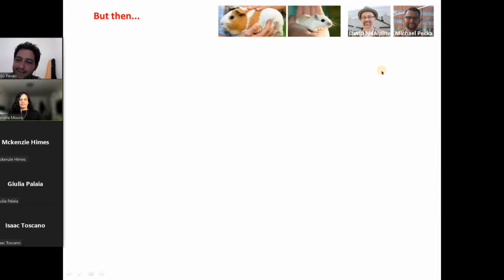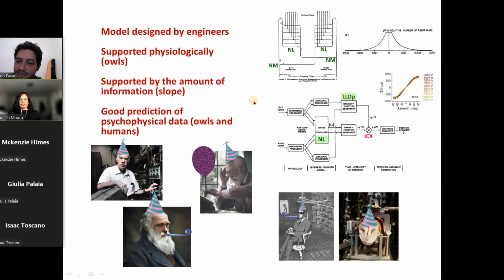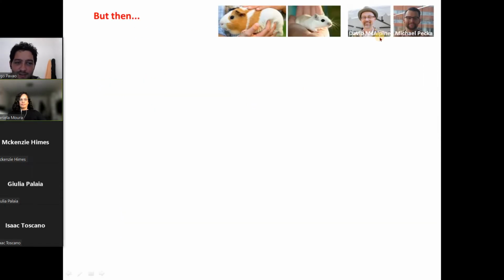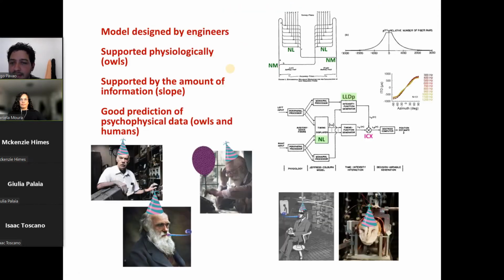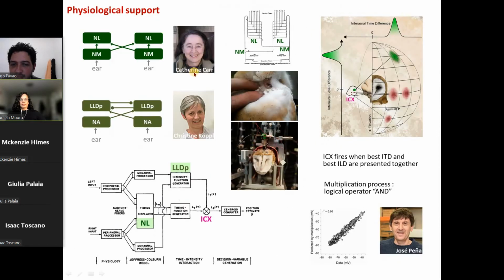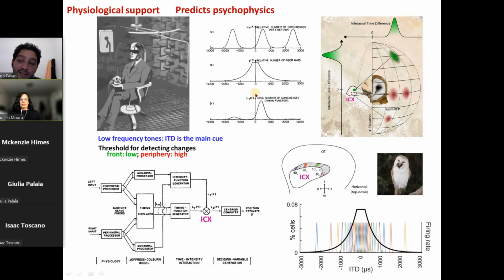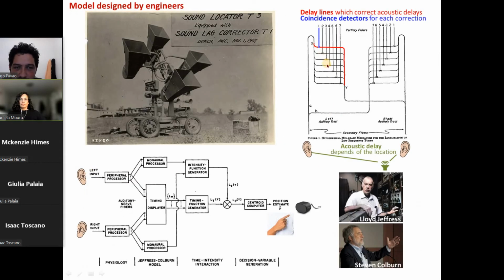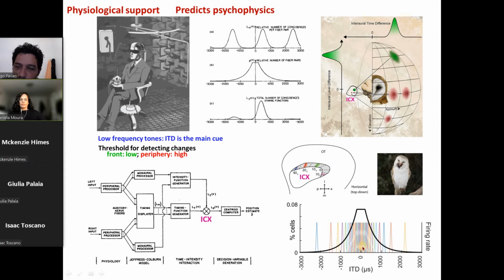They broke everything, right? You have the perfect world where everything fits, and back in 2001, these two guys decided to make recordings in the inferior colliculus of mammals, right? And what was observed in the owls is really not what is observed in the mammals. In the owl you observe this, right? Each neuron is tuned to a different location, a different position, a different ITD, right? So it's like a labeled line code, right? Each position to a neuron. It's like the retina, right?